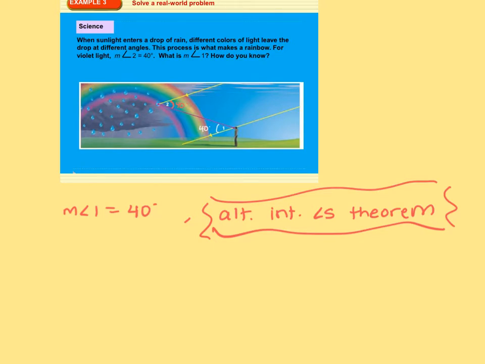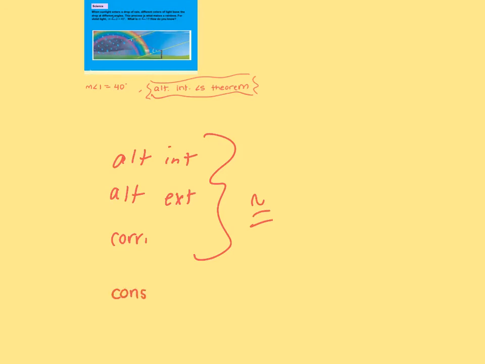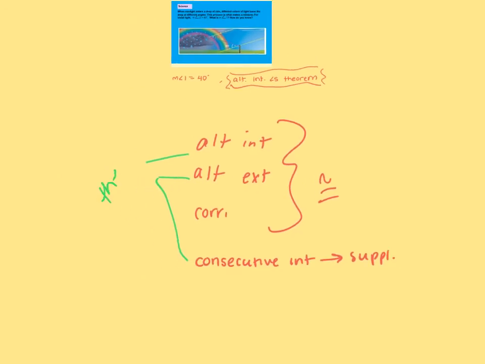Can you say more about the supplementary? What was it? Which one? So alternate interior, alt exterior, corresponding are all congruent, and then consecutive interior is supplementary. And these are all the theorems. And this one is the postulate.